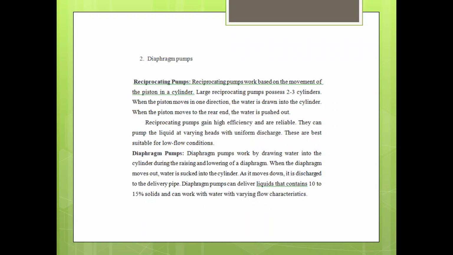Diaphragm pumps. Diaphragm pumps work by drawing water into the cylinder during the raising and lowering of the diaphragm. When the diaphragm moves out, water is sucked into the cylinder. As it moves down, it is discharged into the delivery pipe. Diaphragm pumps can deliver liquid that contains 10 to 15% solids.